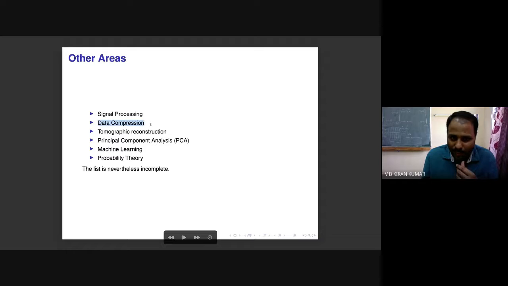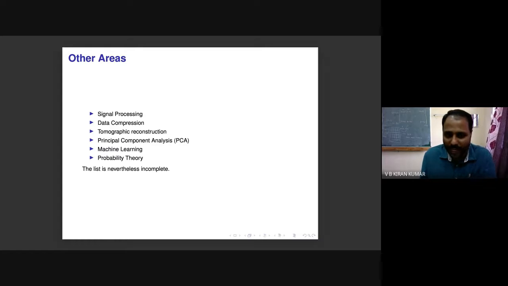Data compression is also a kind of orthonormal basis issue. Tomographic reconstruction is used in mining problems or data mining, or, for example, when we know very little information about certain things or images and we have to reconstruct them. So there also the analysis tools are being applied.